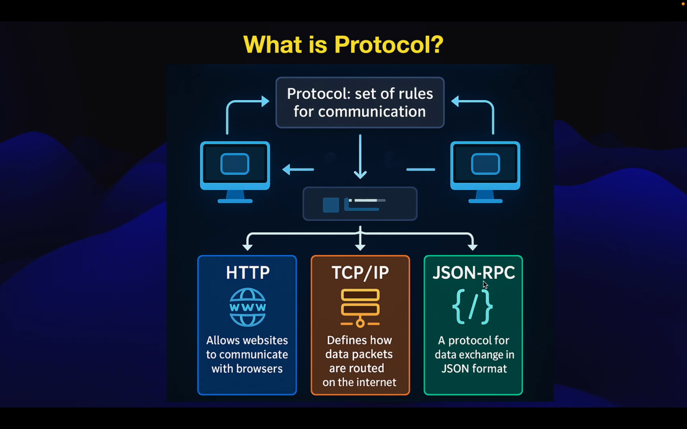We have JSON-RPC. JSON-RPC is very special for AI and MCP systems. It helps two programs exchange structured information in a super clean format that we call JSON. So think of HTTP as talking to a website, TCP/IP as how your data travels across the roads, and JSON-RPC as sending a clean, neat letter inside a standard envelope. It's the JSON format.